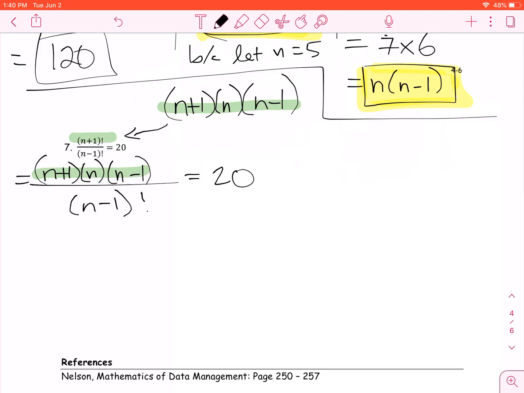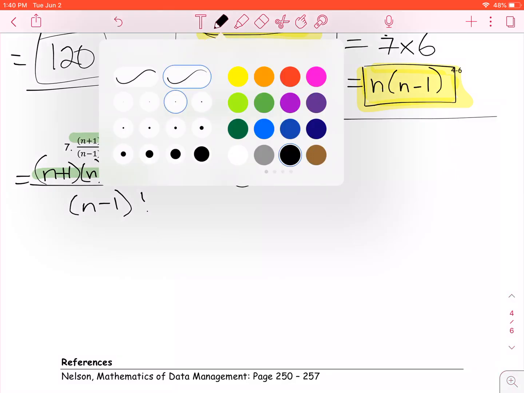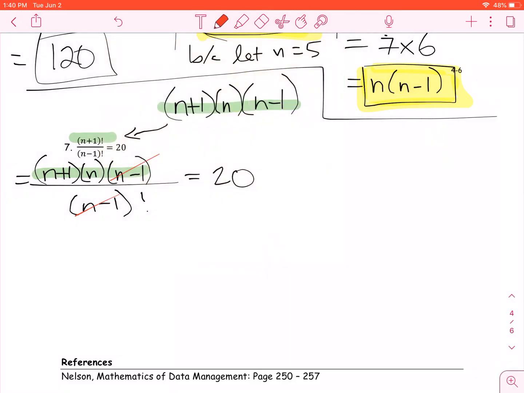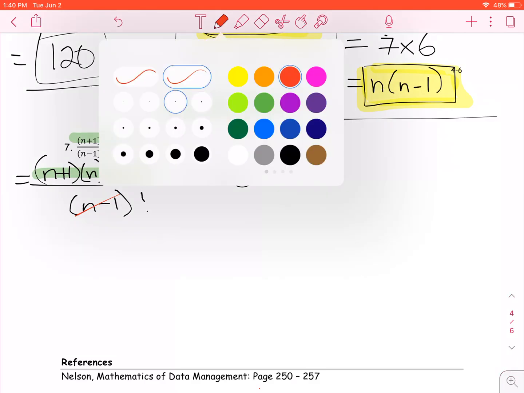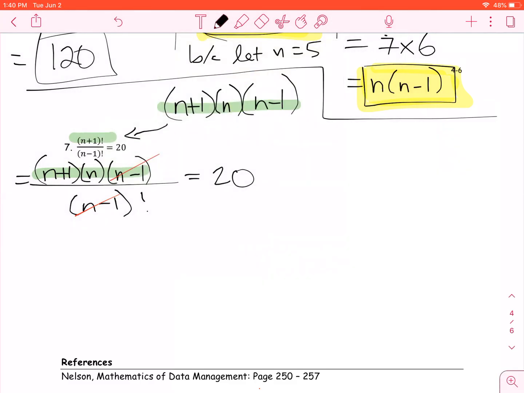So, with what I have there, these can actually cancel, because we said n minus 1 over n minus 1 cancels. I am technically just left with 1 factorial in the denominator, and 1 factorial is just 1. Then I'm going to reset the equal sign there. We have n plus 1 times n is equal to 20.